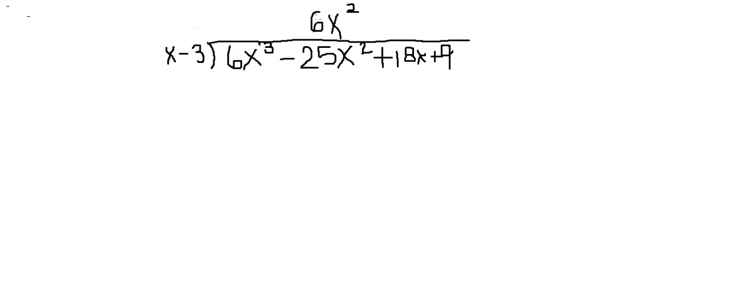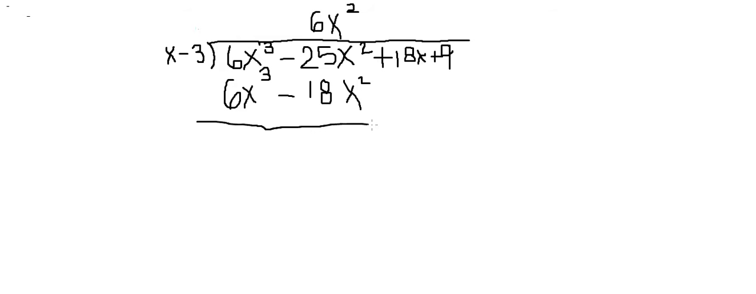Now, you multiply 6x squared times x, and that would give you 6x cubed. And you put that right underneath 6x cubed. And then you multiply 6x squared times negative 3. And that would give you negative 18x squared. You put that right under that number. And then you subtract everything.